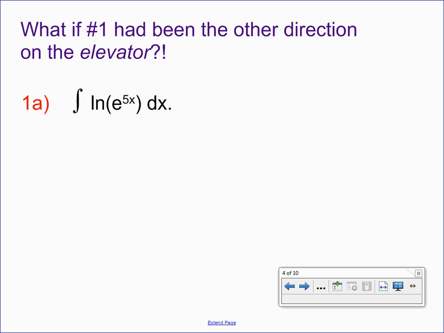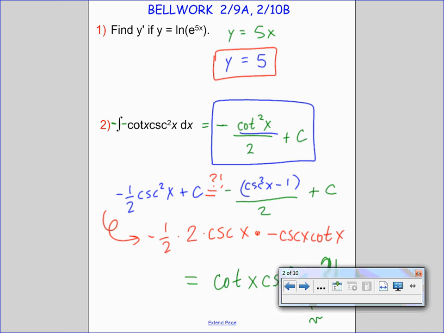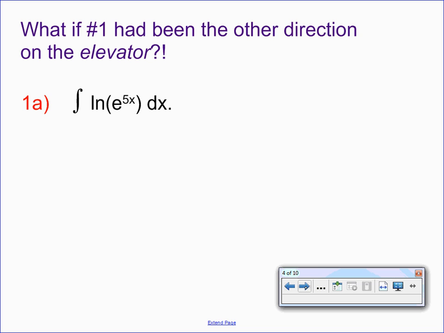But first, we closed out our discussion in Unit 6 with a roaring rendition of the elevator game. Recall that we could also call the elevator game going up or going down. In number 1, we were presented with a Bellwork question to go down one rung in the elevator if we differentiated, right? If we differentiated, what if number 1 had been an antiderivative problem? That is the indefinite integral of natural log of e to the 5x.